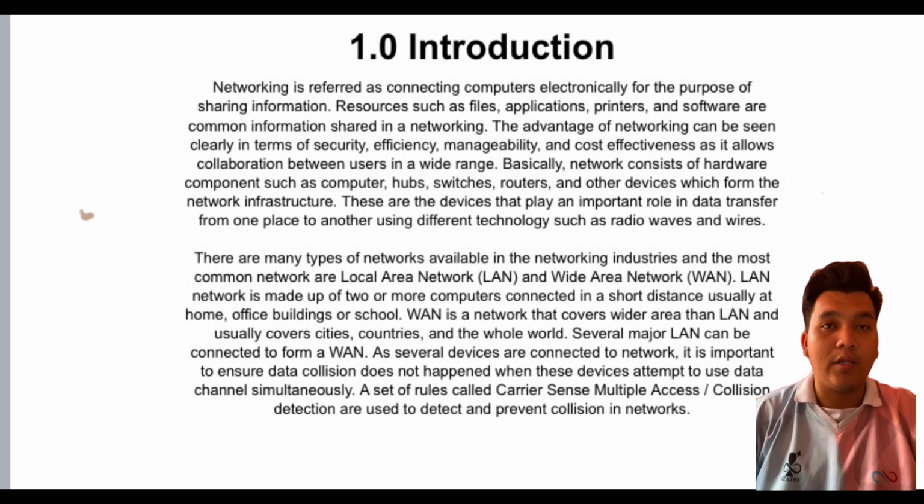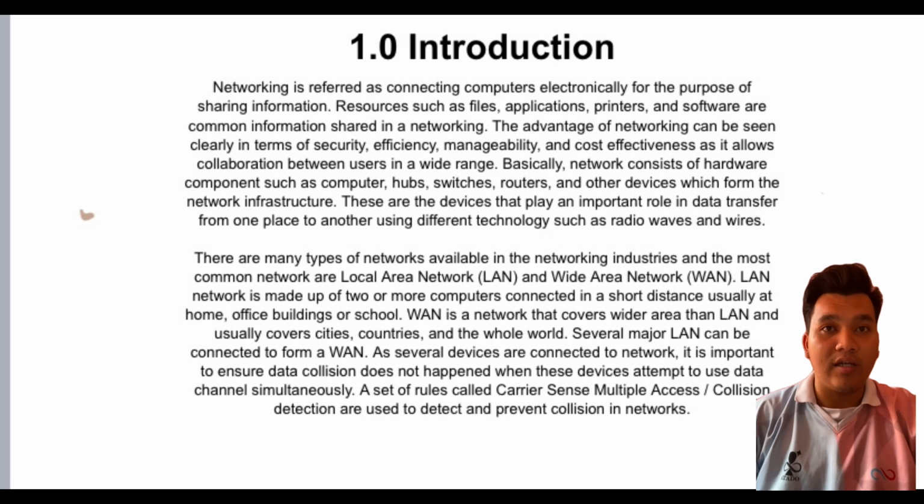There are many types of network available in the networking industry, and the most common network are local area network or LAN and wide area network or WAN. LAN network is made of two or more computers connected in a short distance, usually at home, office building or school. WAN is a network that covers wide area than LAN and usually covers cities, countries and the whole world. Several major LAN can be connected from WAN.